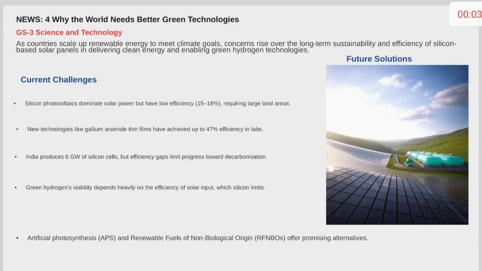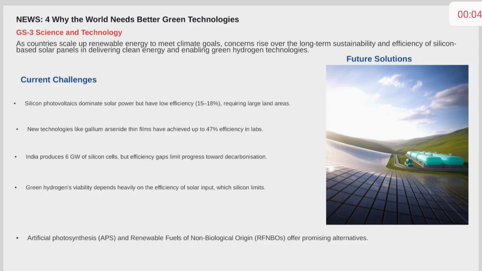Why the world needs better green technologies comes under GS3, Science and Technology. As countries scale up renewable energy to meet climate goals, concerns rise over long-term sustainability and the efficiency of silicon-based solar panels in delivering clean energy and enabling green hydrogen technologies.